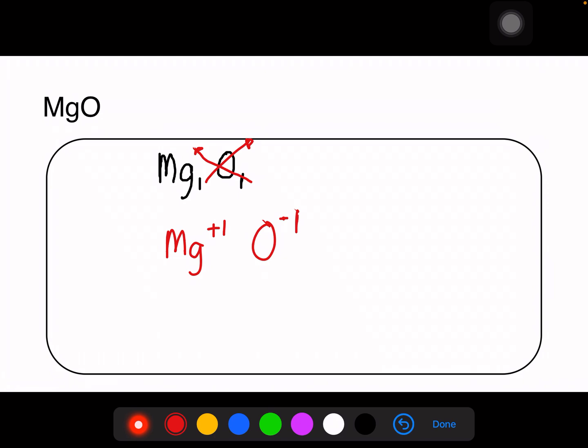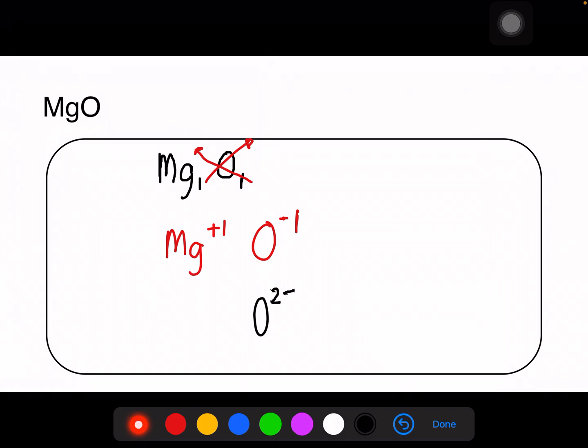We recall that oxygen always carries a charge of negative 2. So that is a fixed definition in ionic compounds. Okay, oxygen will always carry 2 negative. So I think you need to remember that.